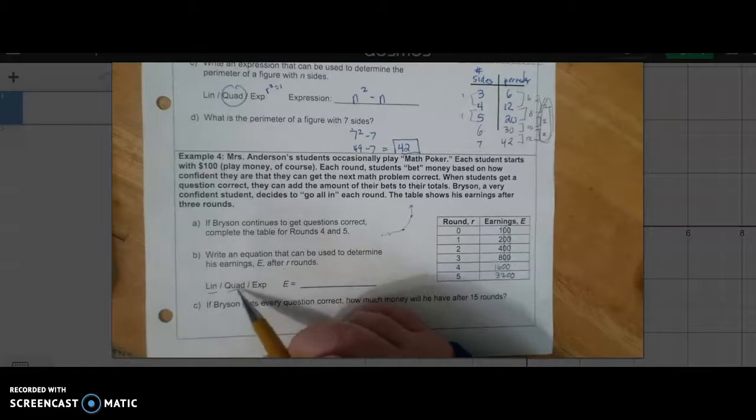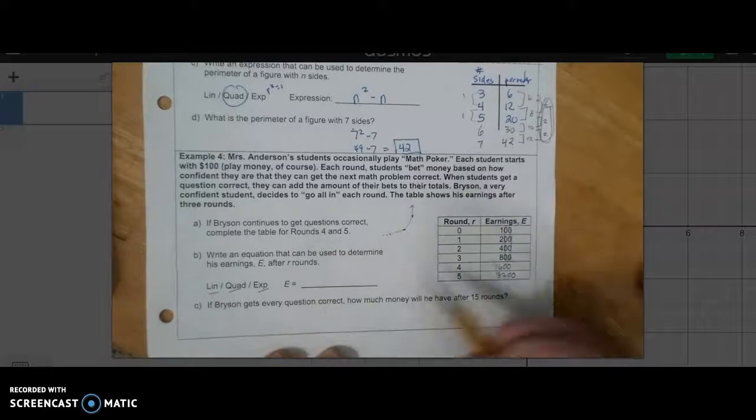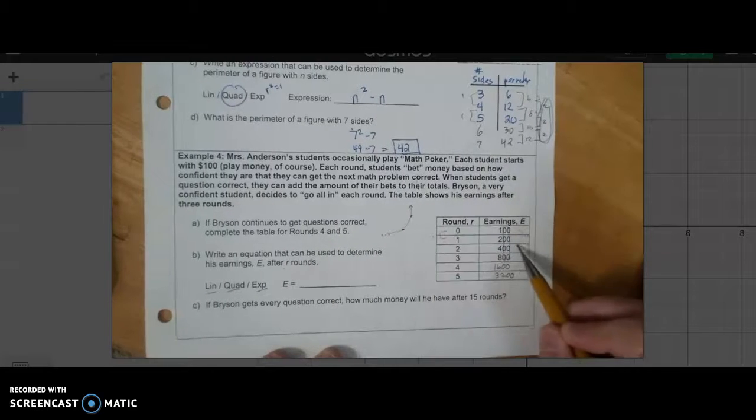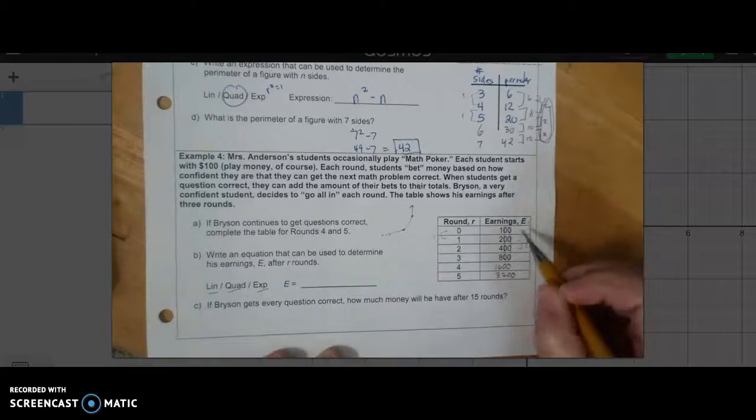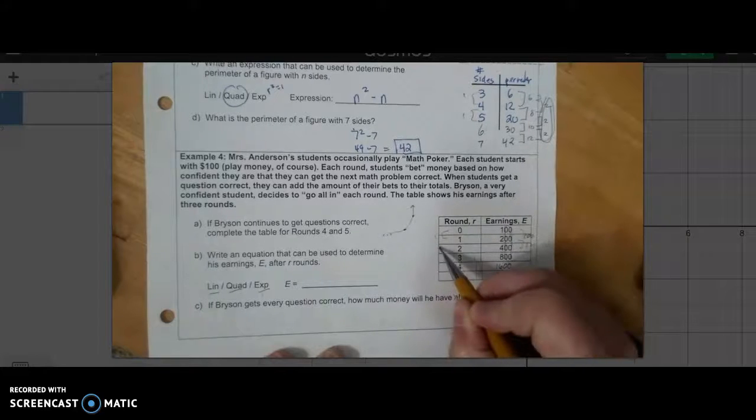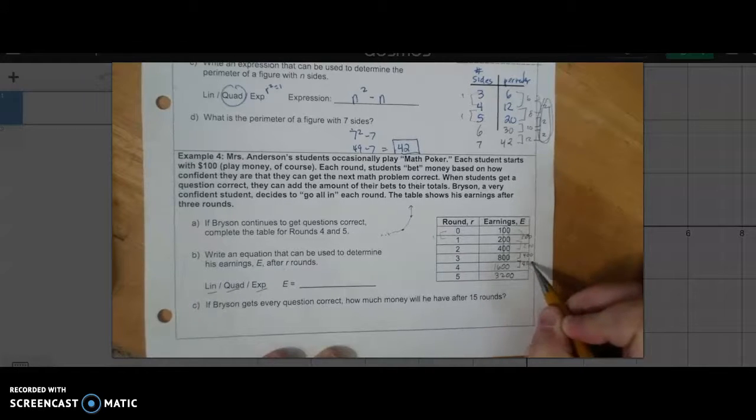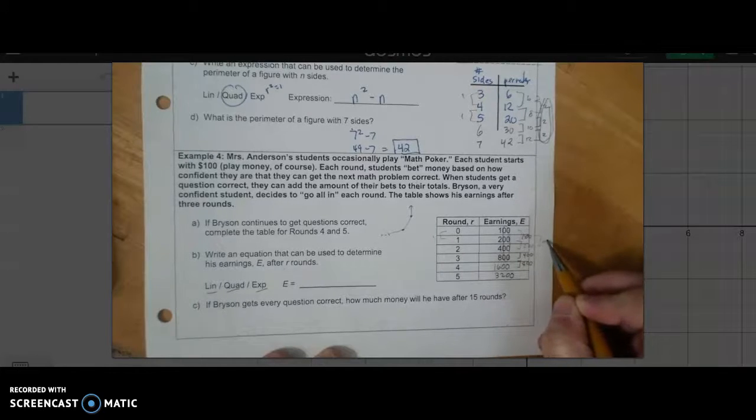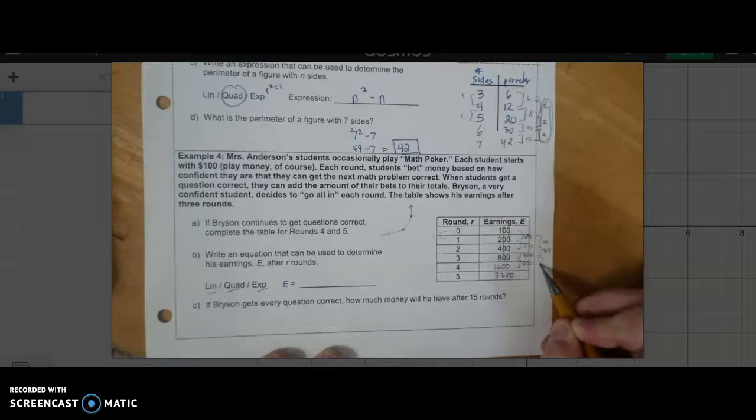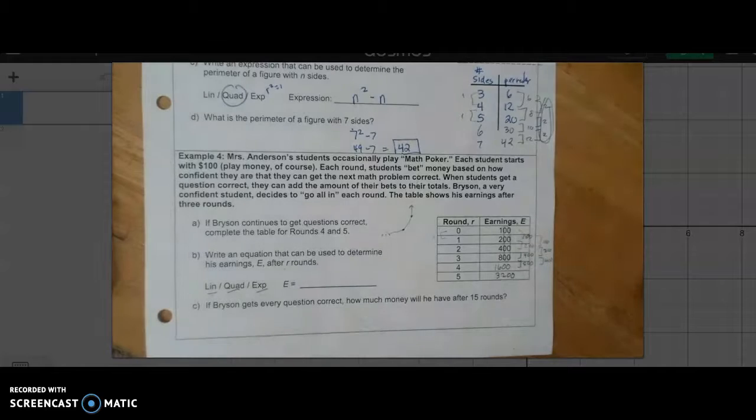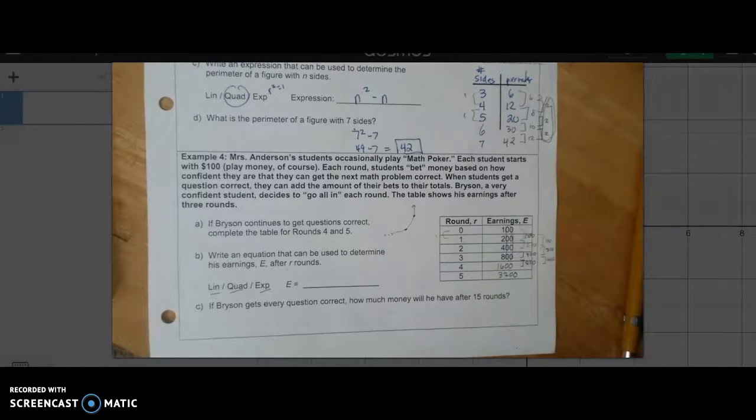We're going to look for linear, quadratic, exponential. This is 100, and this is 1. This is 200. And this is 400, and this is 800. And if I do my second difference, it's 1, and then 2, and then 4. These aren't matching, so it's not quadratic. So it's most likely going to be exponential.